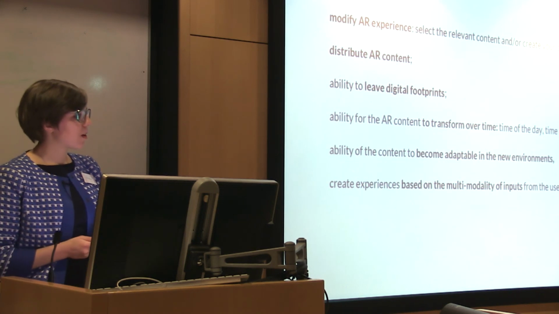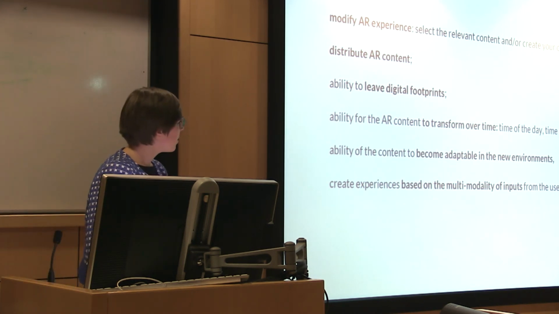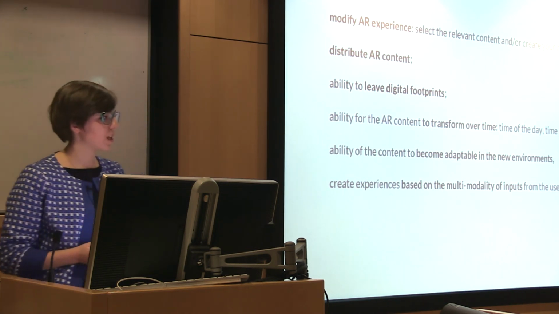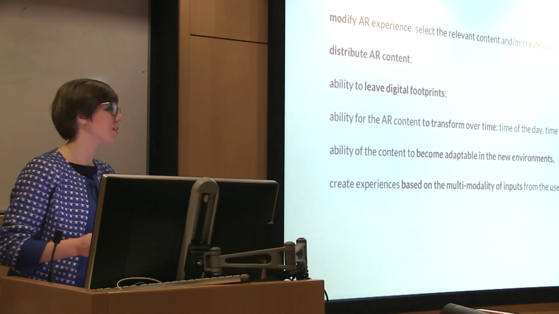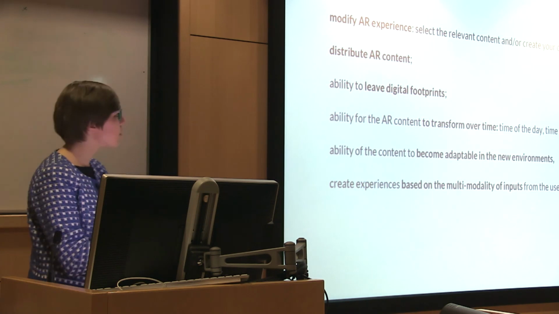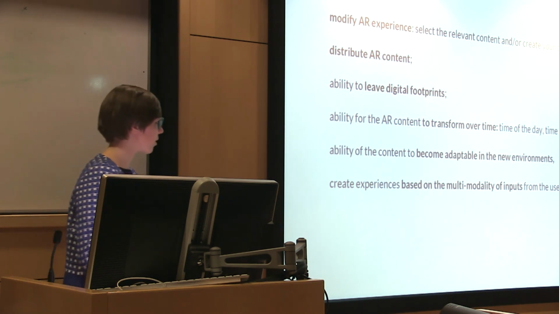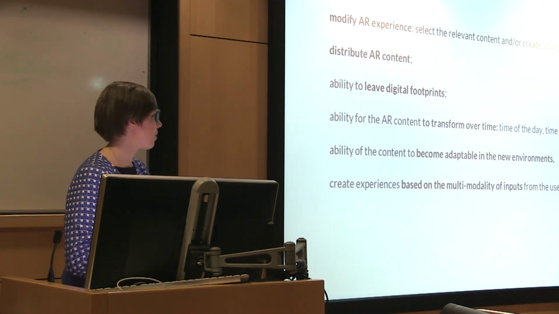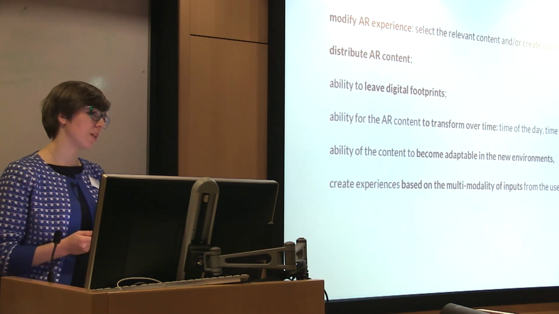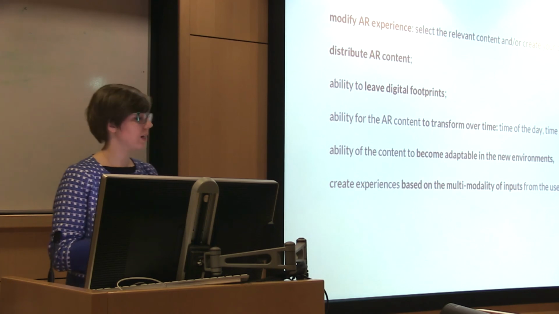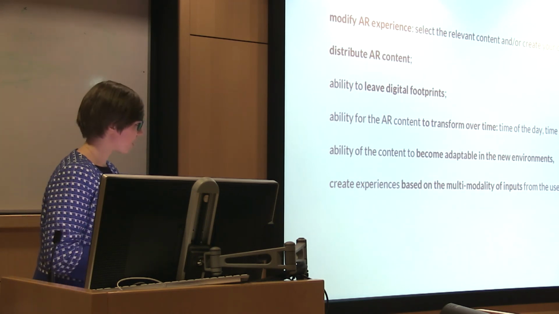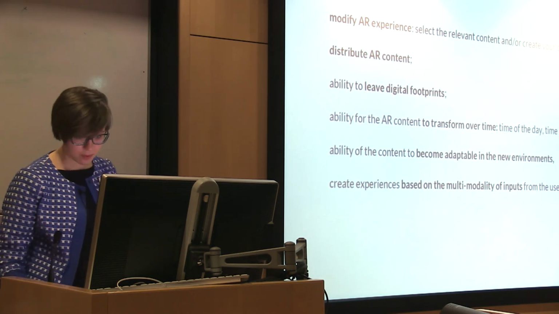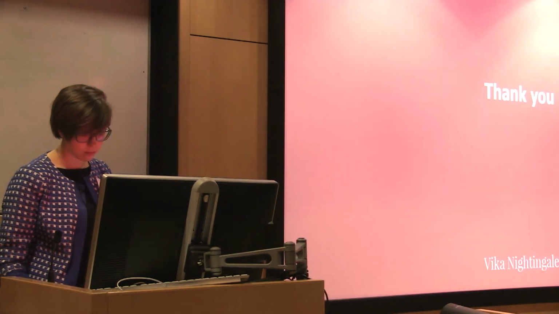Say we see one thing when it's summer and see another when it's winter. Ability for the content to become adaptable to new environments. If I were to take that dinosaur from the Natural History Museum into the street, would it get cold because it's cold outside? How do we predetermine these things, and what's the potential for even considering those options? And the last one is about creating an experience based on multimodality of inputs, which is essentially if we combine sound and combine touch and combine, I don't know, anything else you like. But the idea is, why don't we create multiple inputs for that information to come on to us?